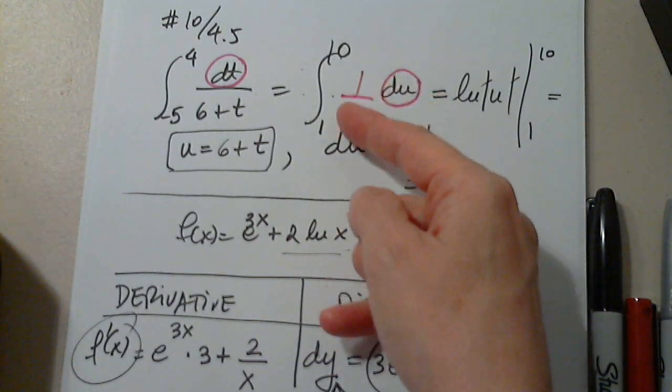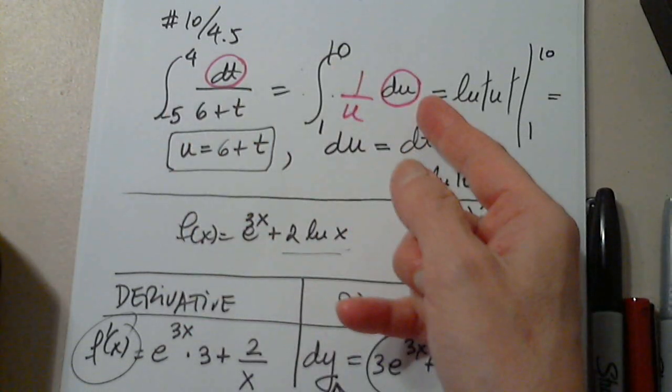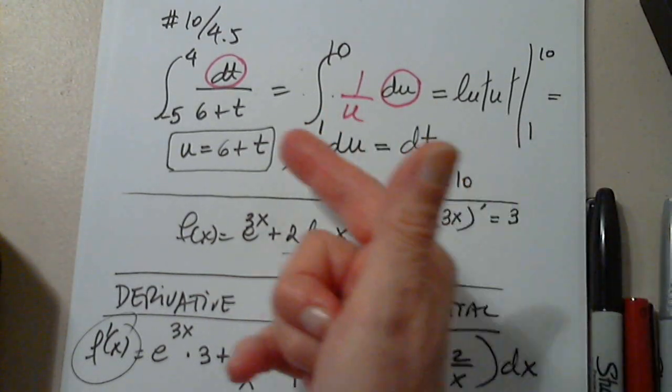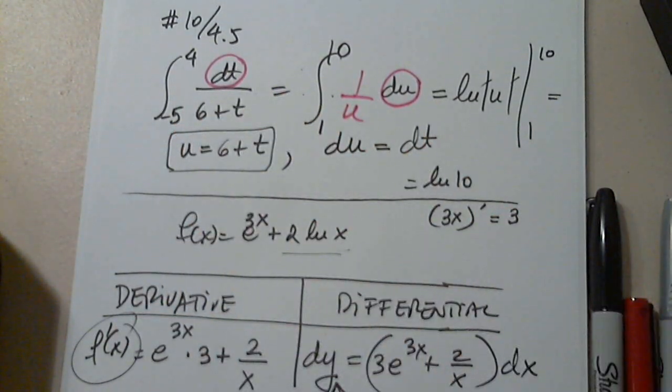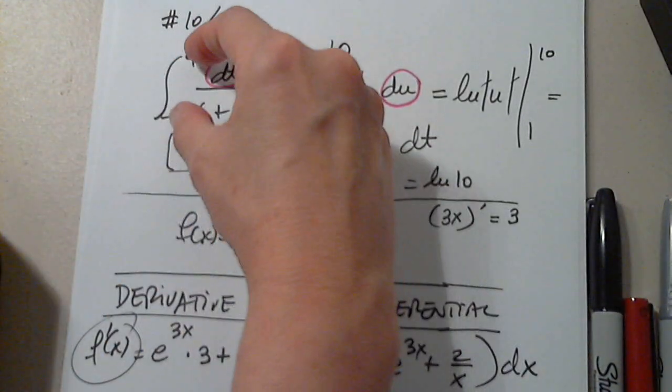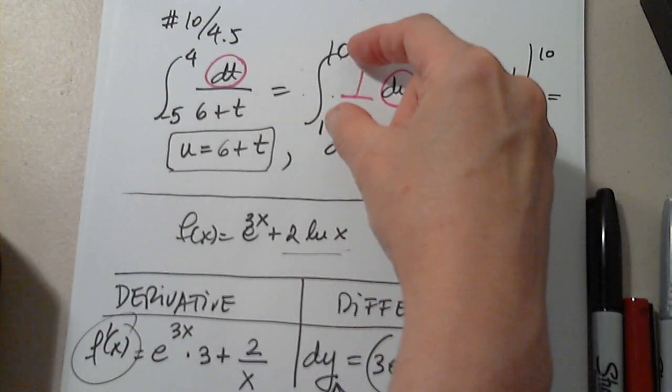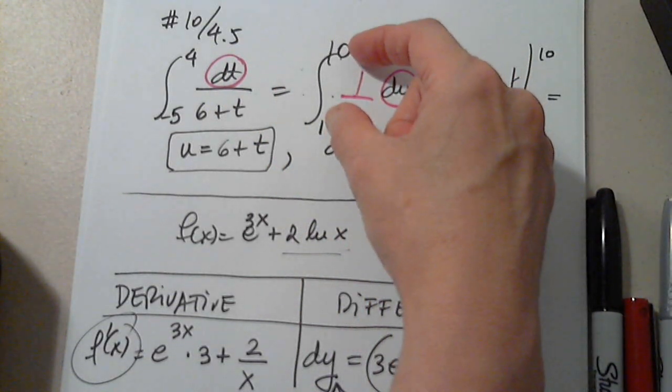But I cannot have here 1 over 6 plus t, because I moved from t to u. T is gone. And I don't have to go back because this is a number. The definite integral is a number. It doesn't matter if I use u or t. The final answer is natural log 10. Okay, so these are the limits for t. I cannot copy them. It's very, very rare that they are the same.